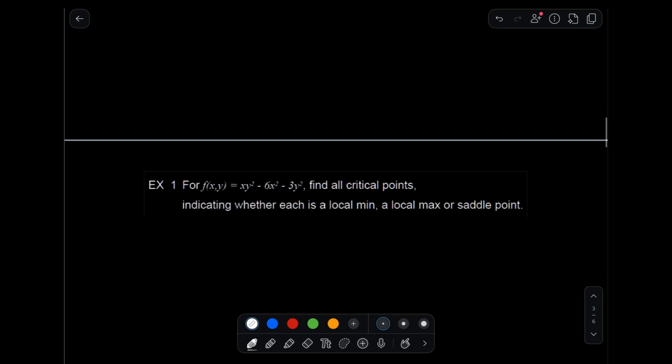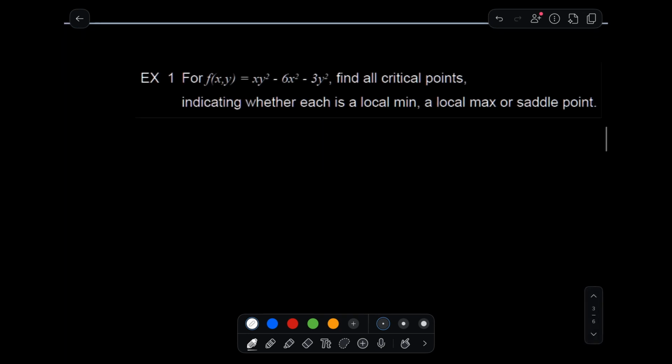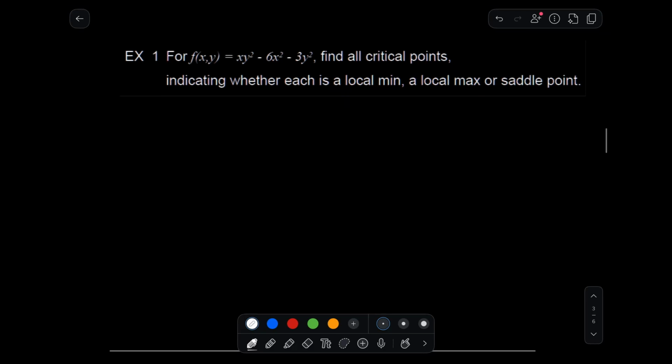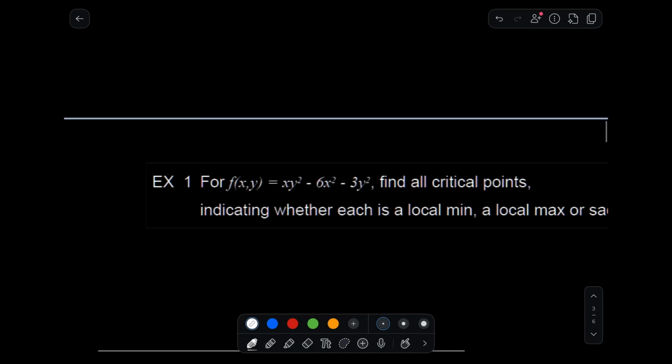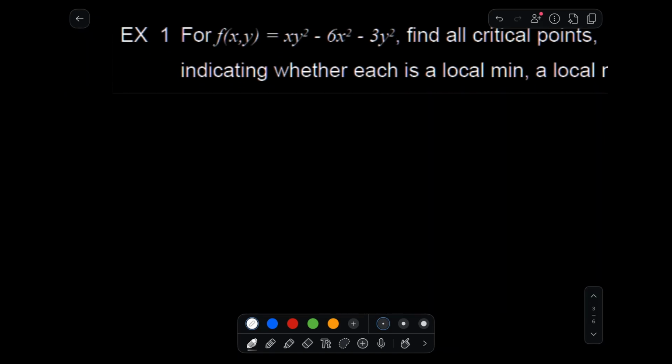And for example 1, let's do this example together because this is the first time seeing a problem like this and it's going to be kind of tedious to work it all out. And let's get right into it. So we have f of x, y equals x y squared minus 6x squared minus 3y squared. Find all critical points indicating whether each is a local min, max, or a saddle point. So given our steps, we have to take the gradient of this. So then we're going to take the gradient of f of x, y.